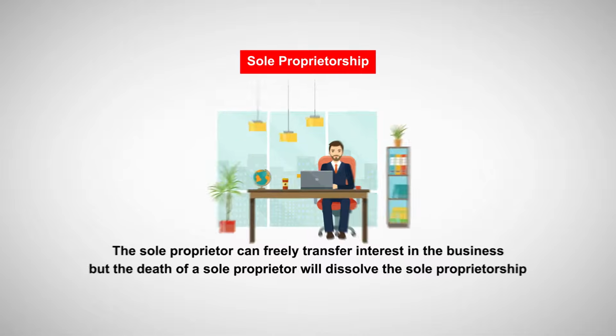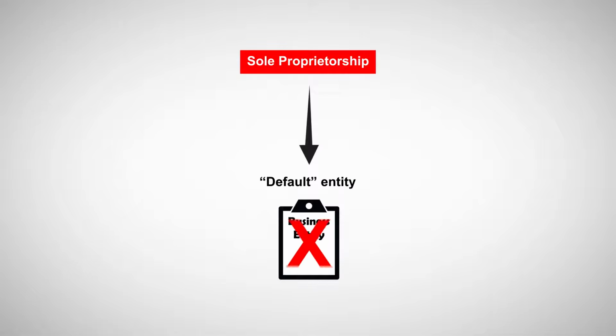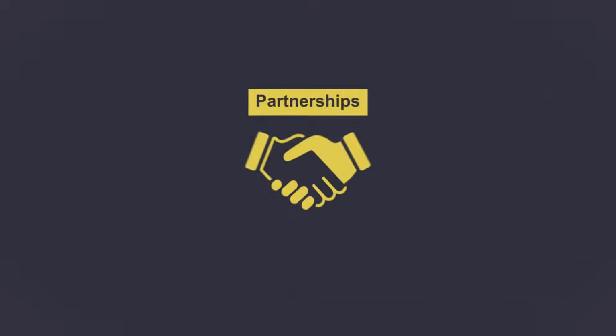Notably, sole proprietorships can also be a default entity because if a single person conducts a business without filing with the state to form such other entity, like an LLC or a corporation, the business will, by default, be considered a sole proprietorship. Next, we'll turn to partnerships.